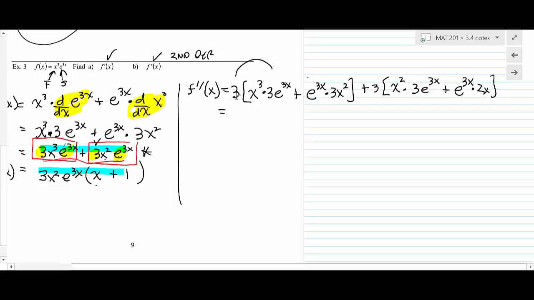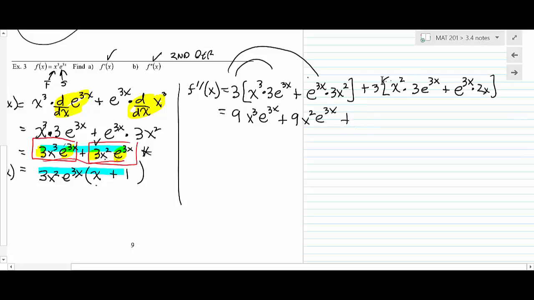I'm going to have 3 times 3, or 9x to the third times e to the 3x. Okay, so I'm doing that. Then I'm going to multiply this out. 3 times 3 again is going to be 9, and that's going to be x squared e to the 3x like that. Okay, that's multiplied out by distributive property.